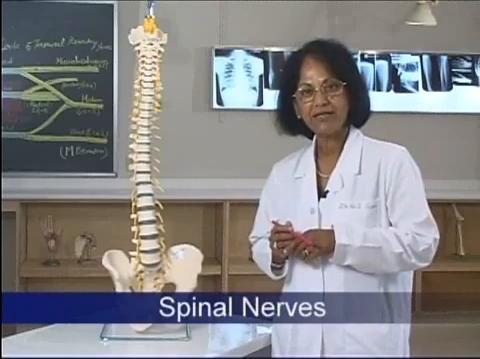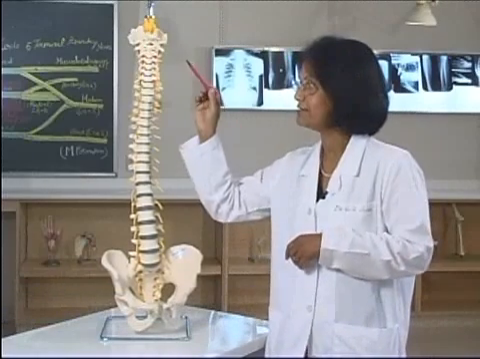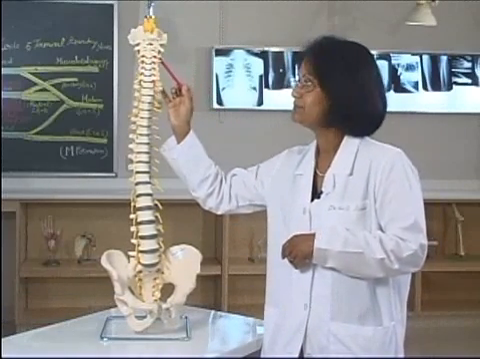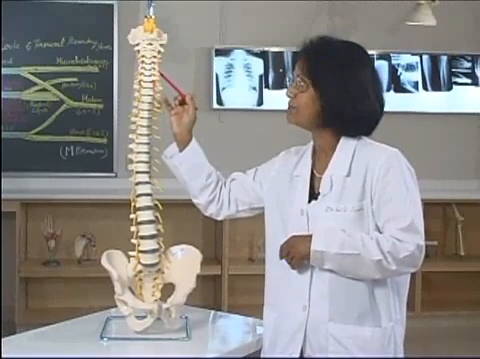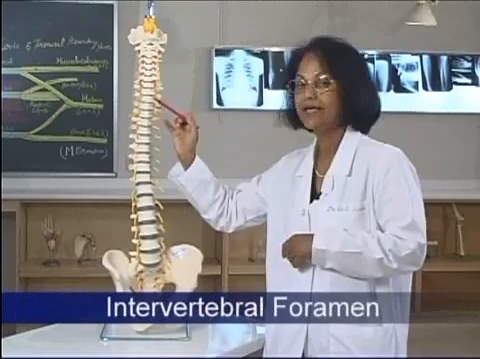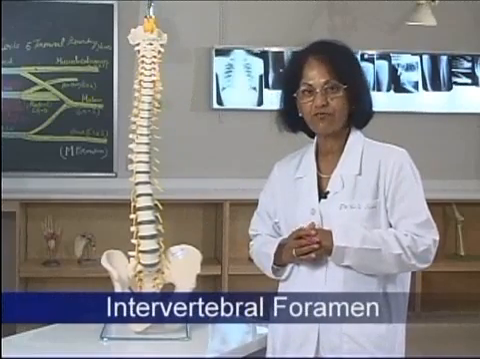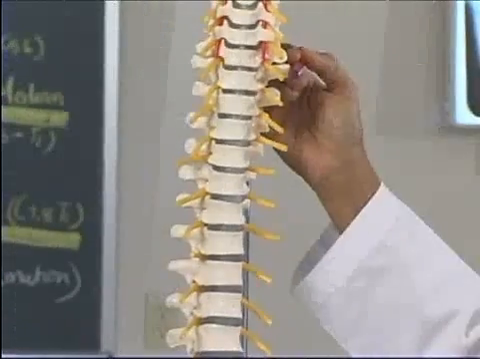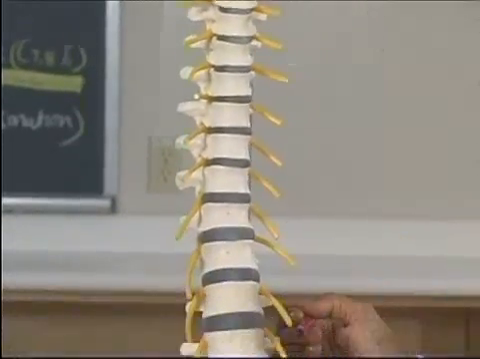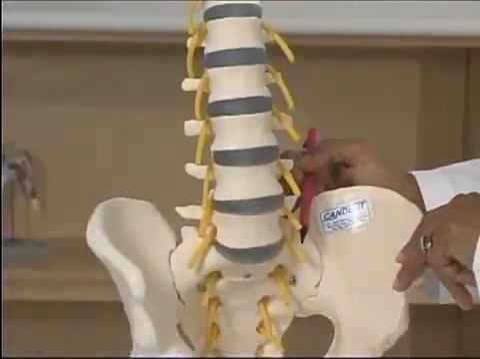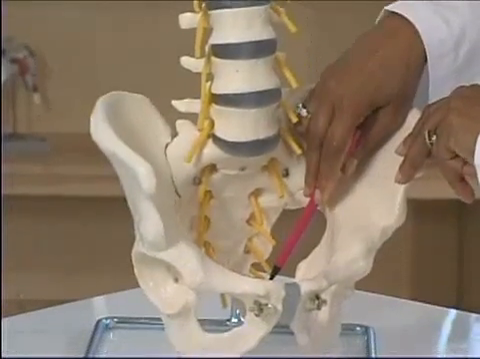To introduce you to a spinal nerve, I have got this model here which is showing in yellow the spinal nerves coming out from the intervertebral foramen. There are 31 pairs of spinal nerves: 8 cervical, 12 thoracic, 5 lumbar, 5 sacral, and 1 coccygeal.